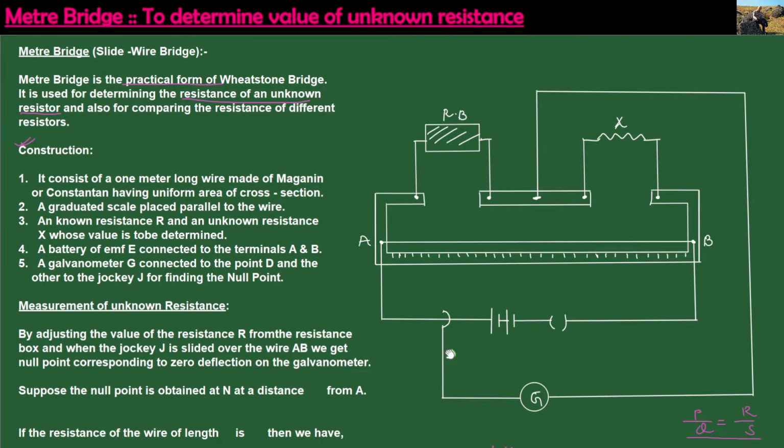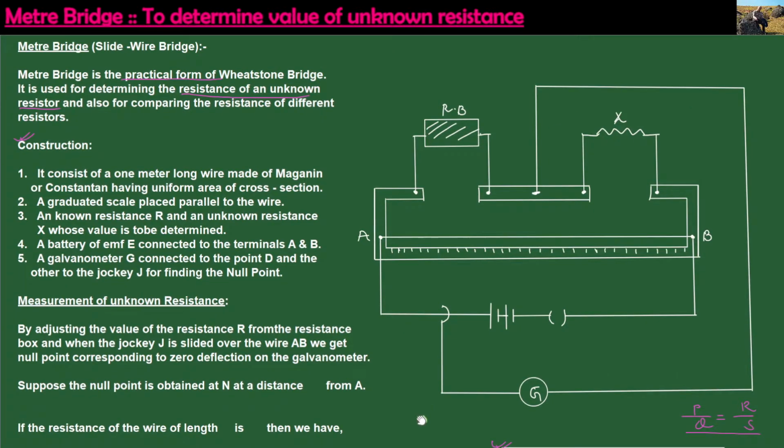Now let us move on to the construction of a meter bridge. A meter bridge consists of a wire of 1 meter long, which in centimeters is 100 centimeters, and it is made of an alloy of manganese or constantan. Alloys are materials which have a percentage combination of a metal and a non-metal.